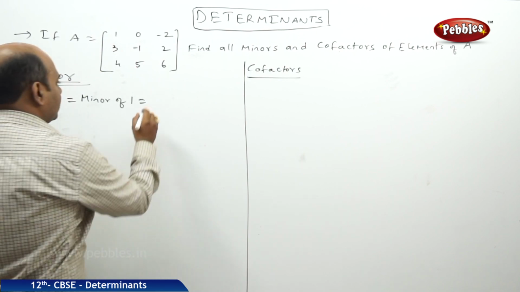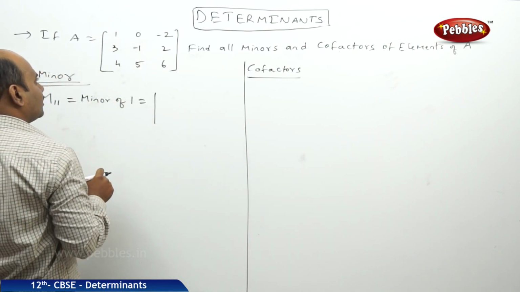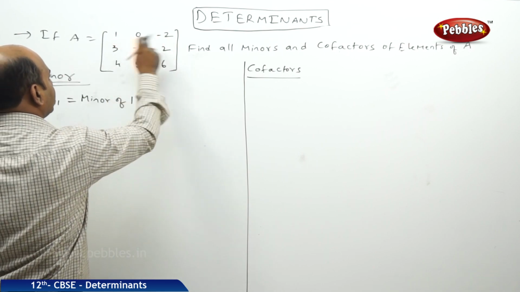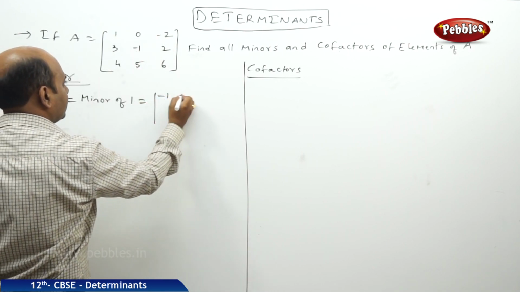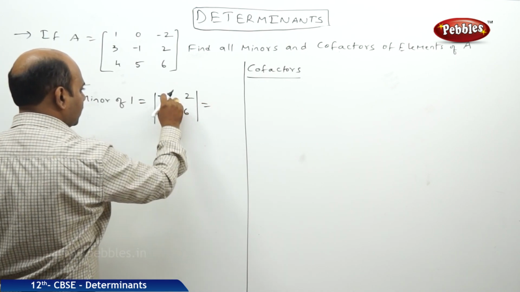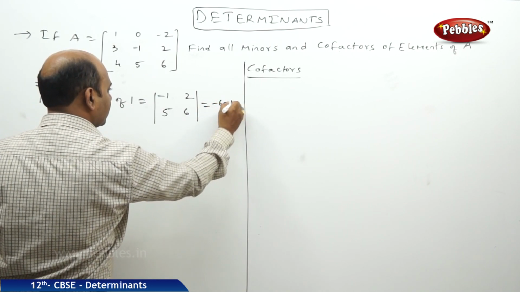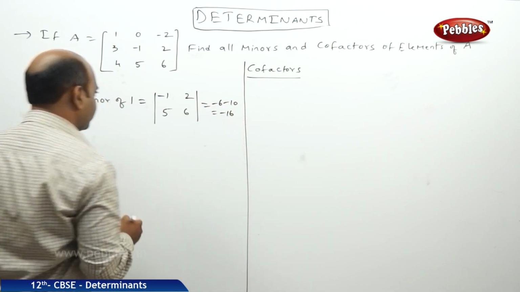Minor of 1 means what happens? Determinant of, we need to delete the corresponding row and corresponding column. So this one I can delete, this one I can delete, there remains minus 1, 2, 5, 6. So what happens? Minus 6, minus 10. So minus 6, minus 10, that will be minus 16.